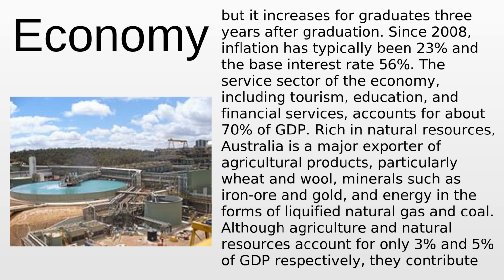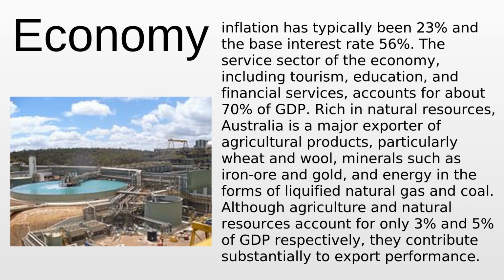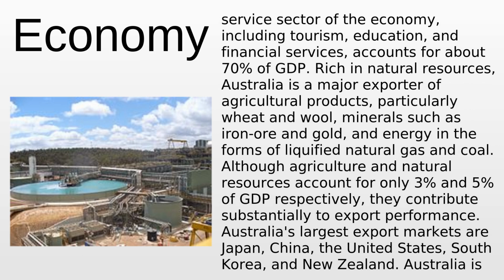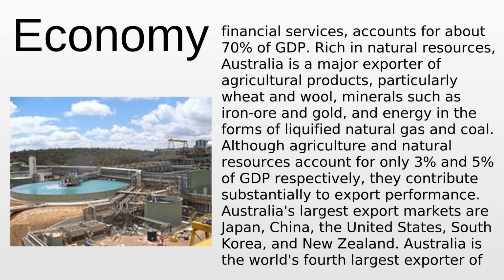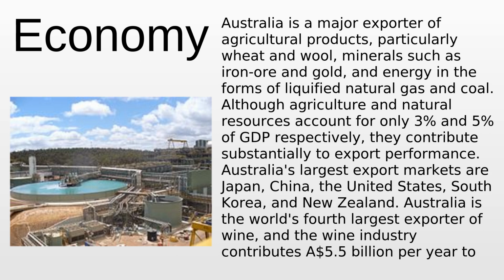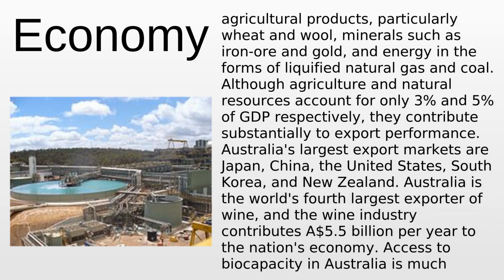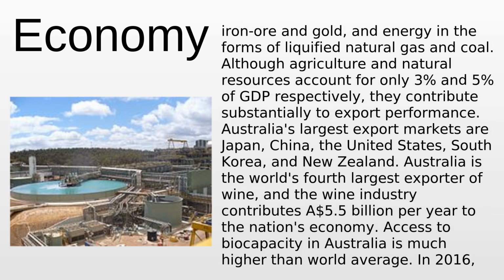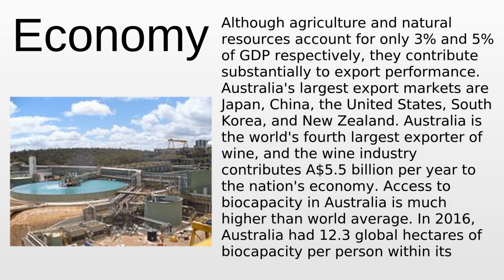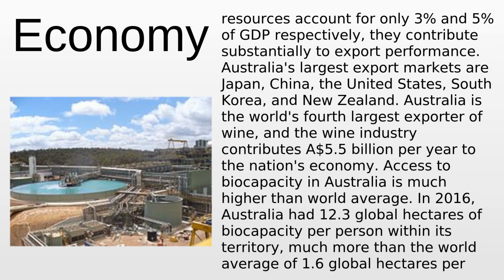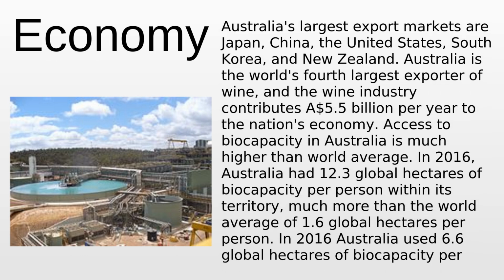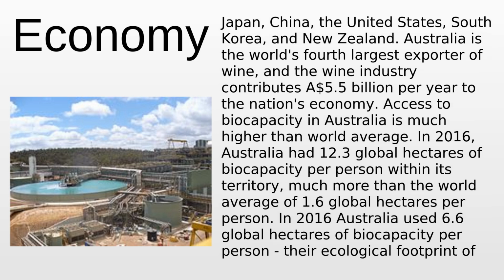Since 2008, inflation has typically been 2-3% and the base interest rate 5-6%. The service sector of the economy, including tourism, education, and financial services, accounts for about 70% of GDP. Rich in natural resources, Australia is a major exporter of agricultural products, particularly wheat and wool, minerals such as iron ore and gold, and energy in the forms of liquefied natural gas and coal. Although agriculture and natural resources account for only 3% and 5% of GDP respectively, they contribute substantially to export performance. Australia's largest export markets are Japan, China, the United States, South Korea, and New Zealand.